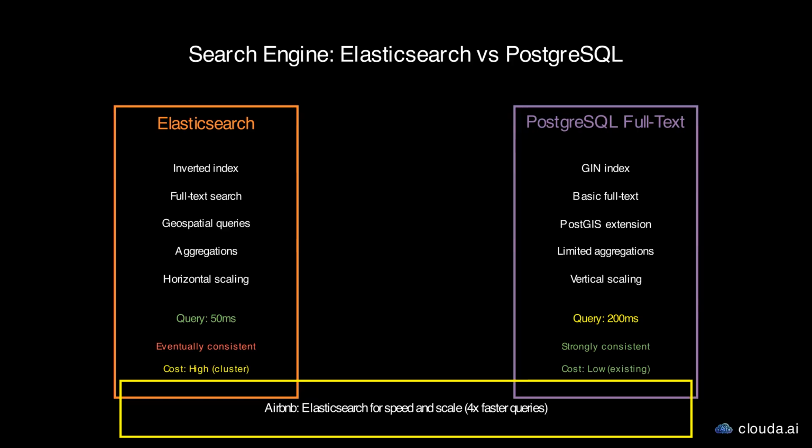PostgreSQL offers basic full-text search with GIN indexes and PostGIS for geospatial queries. It's strongly consistent and uses existing infrastructure, keeping costs low. But queries take 200 milliseconds and scaling is limited. Airbnb chose Elasticsearch because search is the primary user interaction. The 4 times faster query speed and superior ranking capabilities justify the additional infrastructure cost. Eventual consistency is acceptable since search results don't require real-time accuracy.